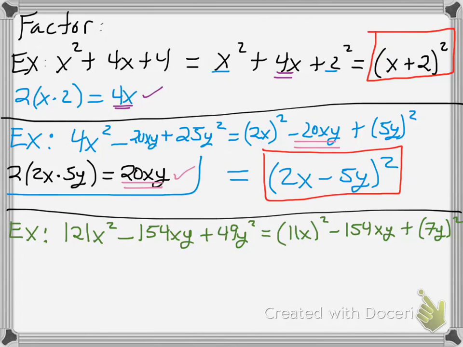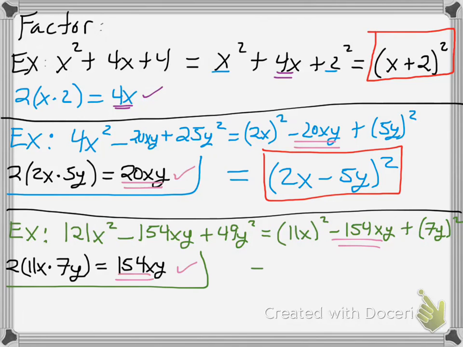There's 3 terms, and we got 2 perfect squares. We should be suspicious that it is a perfect square trinomial. So we're going to take twice 11x times 7y. If that matches 154, which in fact it does, if you don't believe me, you can punch it into your calculator. Just don't punch too hard, and you will get 154. So that says it's a perfect square trinomial, and we factor into 11x minus 7y quantity squared.